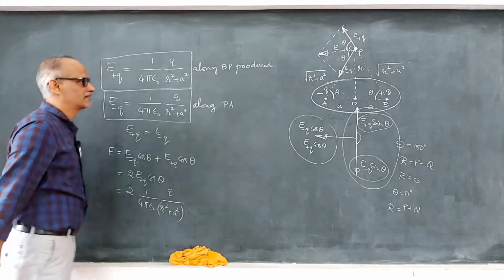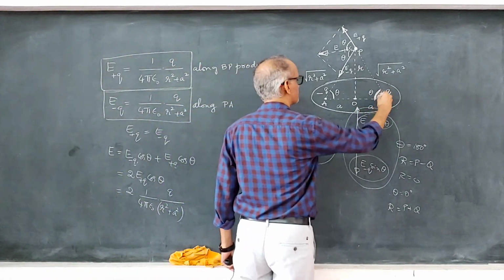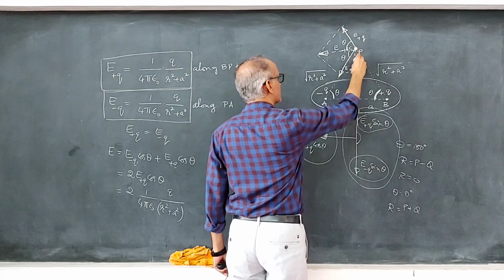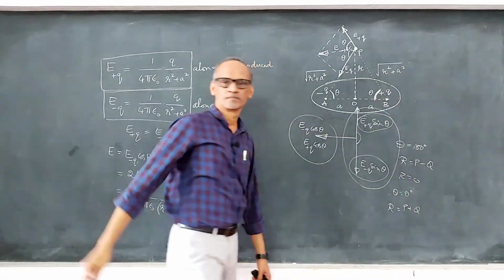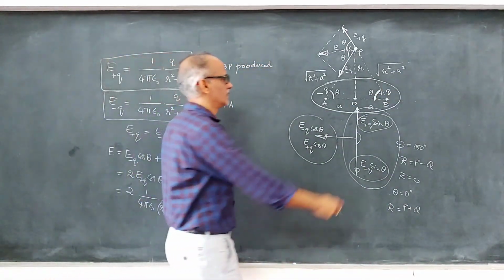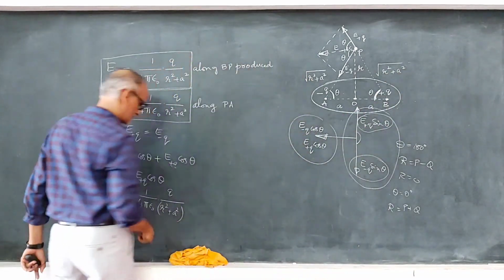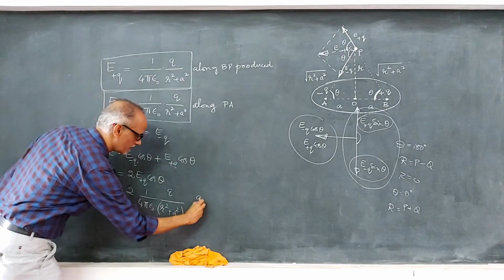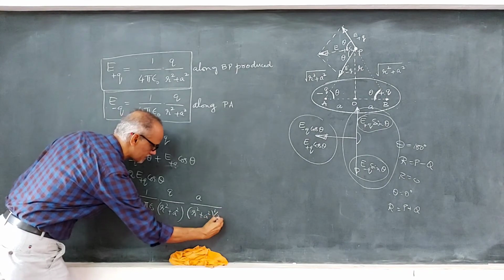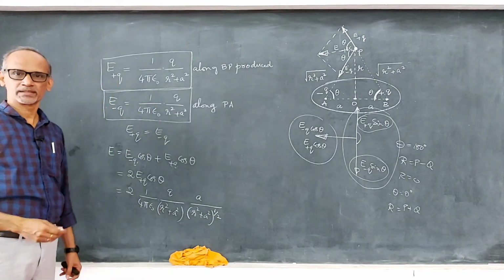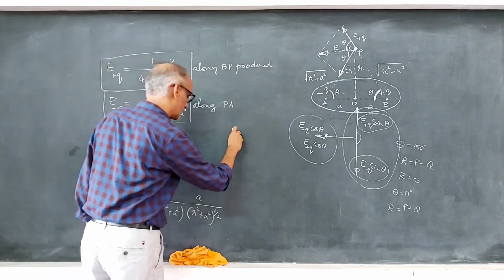What is cos theta? We can find cos theta very easily from the diagram. See, theta is here. This is the opposite side, this is the adjacent, and this is the hypotenuse. So what is cos theta? Cos theta is A by root of R square plus A square. So cos theta is A divided by R square plus A square to the power half. That is nothing but the square root, correct? So that's it. We are almost there with the final expression.